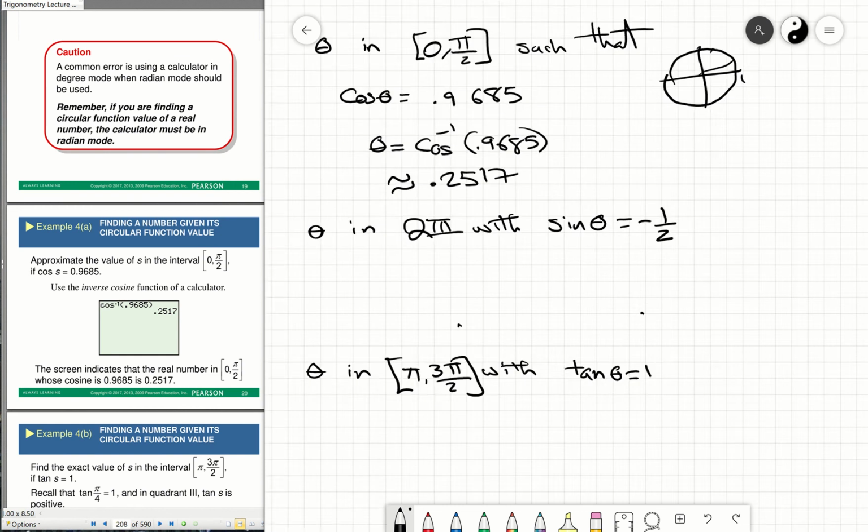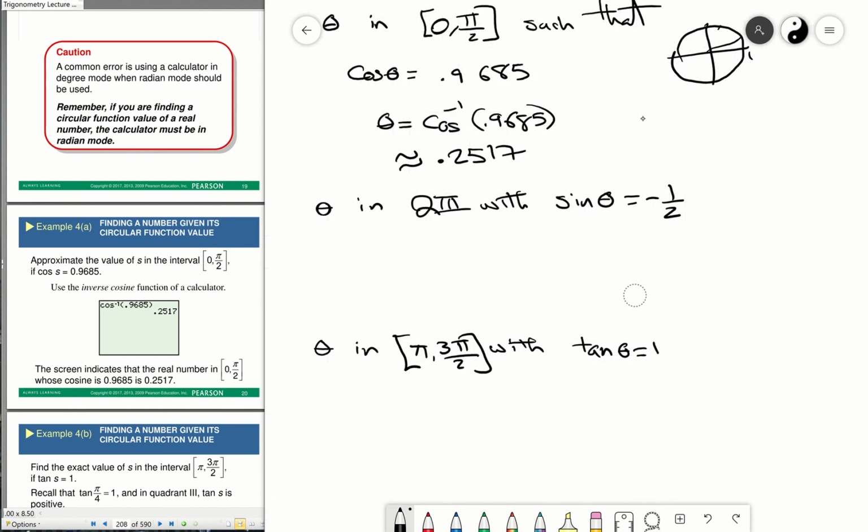All right, so in this next one, we're going to find an angle in quadrant 3 whose sine is -1/2. I want you to go ahead and pause and see if you can get the answer on your own before you come back and push play. Okay, so I'm hoping that you recognize that as a sine value that you should be able to identify on the unit circle.